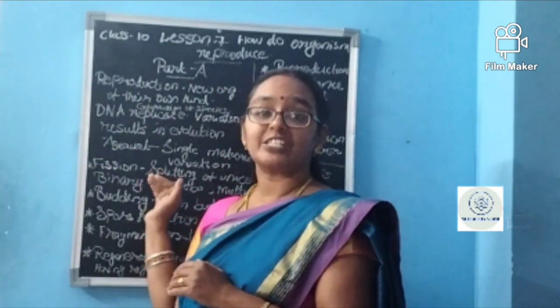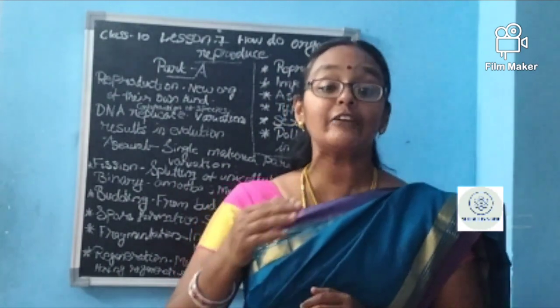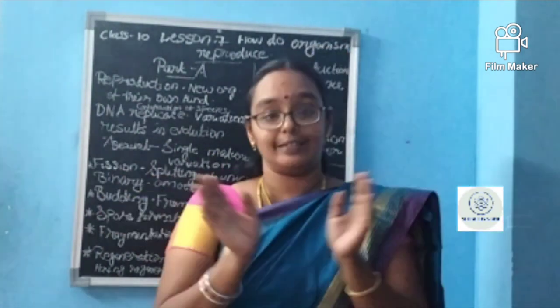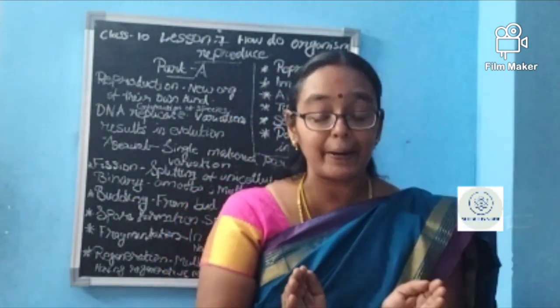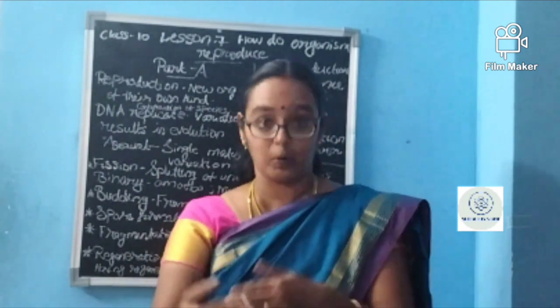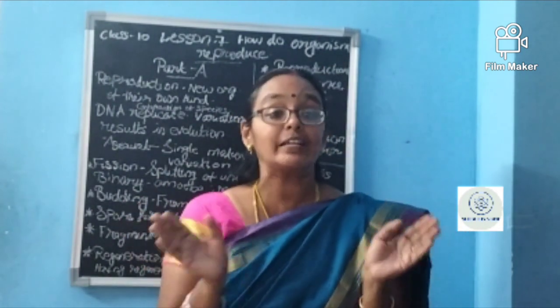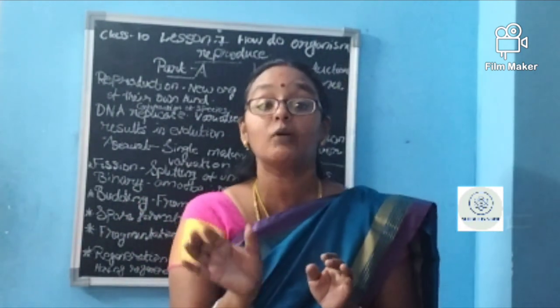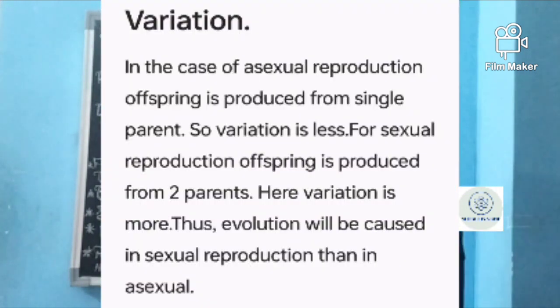So variation will be caused if the DNA is not identical. From every parent, when the child is born, it will not have the same identity. The DNA of the child will not be identical to that of the parent, even though the reproduction is asexual or sexual. Did you get it?